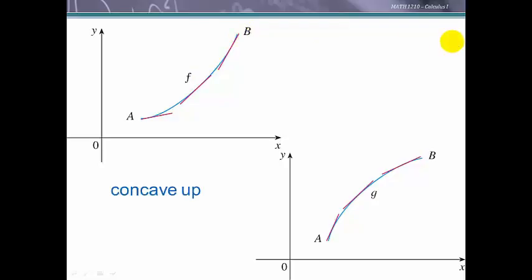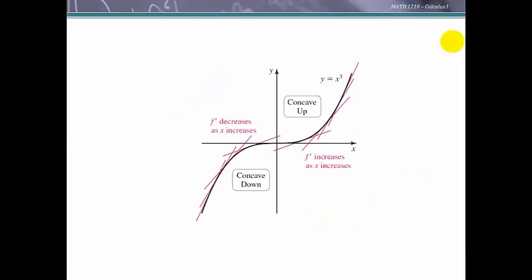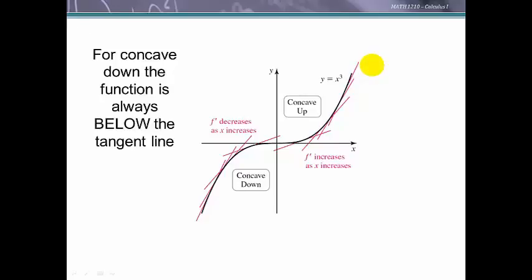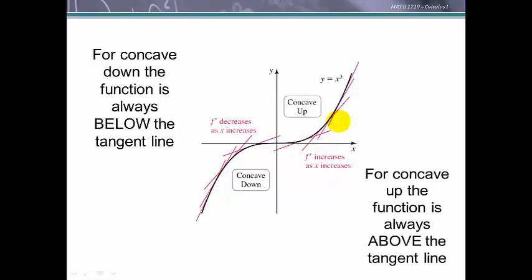This first function is called concave up, so it describes the shape of the graph. The second one is called concave down. So as the derivative is decreasing here, we'll have this concave down, still positive but getting smaller. The derivative increases as we move along here, and so we have a concave up. Notice for concave down, the function is always below the tangent to the curve, and notice for concave up, the function is always above the tangent to the curve.